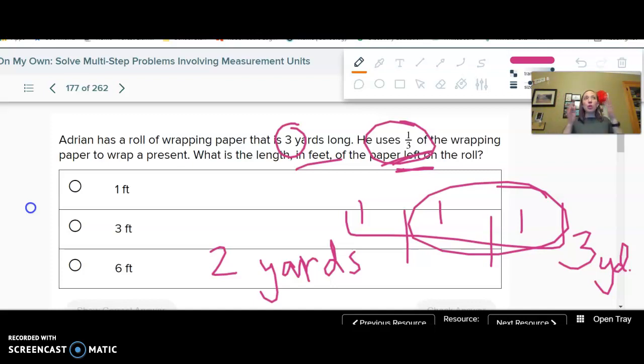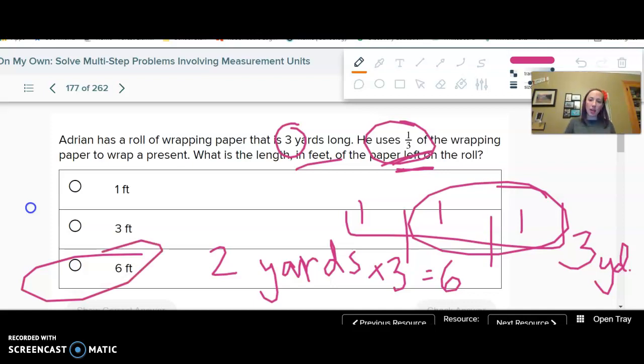And I would need to multiply because I'm going from something bigger to smaller. So 2 times 3 equals 6 feet. Okay. Now I could have said, well, he uses 1/3, he uses 1 yard, he uses 3 feet. I know that 3 yards is 9 feet, so 9 minus 3 is 6.